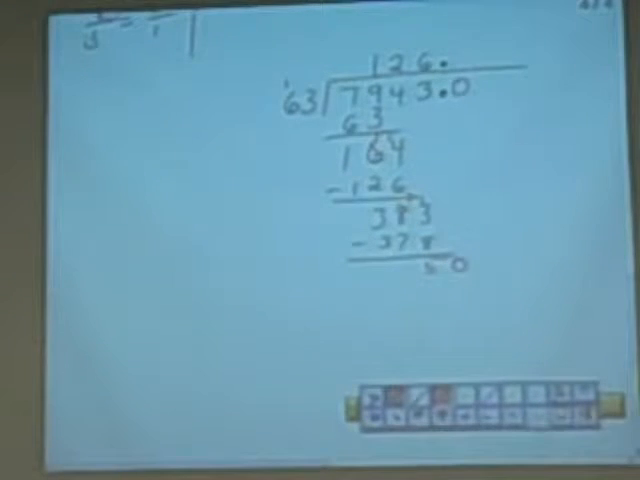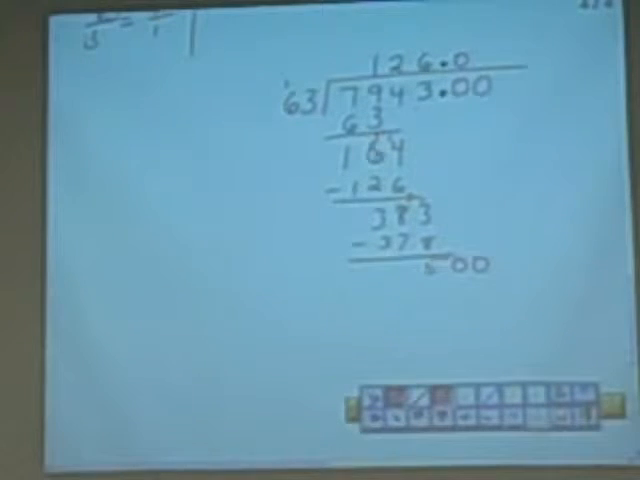Bring the 0 down. But can 63 divide into 50? No. So what do we do? 0 divides into 63 50 times, right? So we have to, now what? Add another 0. So bring another 0 down.